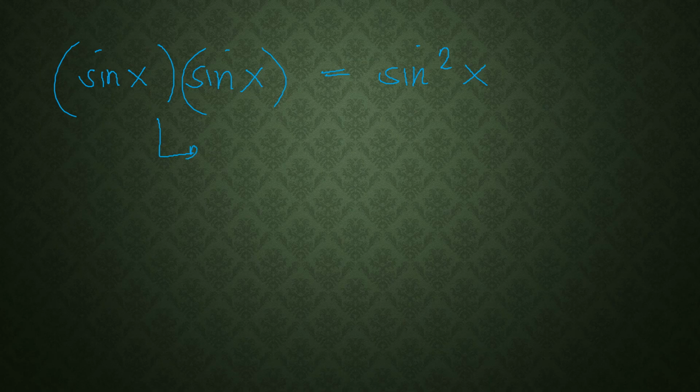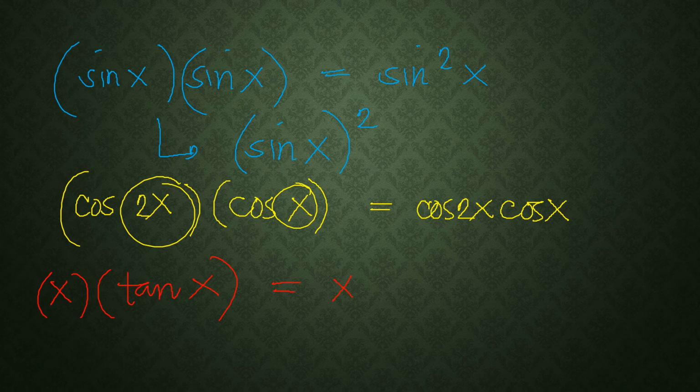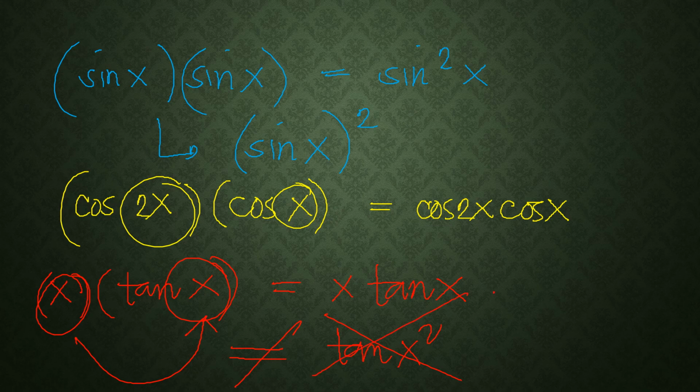Also, we need to understand that if sine x is multiplied to sine x, then the product is sine squared x. Then it also follows that this is the square of sine x. So we need to understand this as we try to simplify trigonometric expressions. Also, if you have cosine 2x multiplied to cosine x, then remember x and 2x are not the same, so the product is cosine 2x cosine x. If you multiply x to tangent x, the product is x tangent x. So do not think of multiplying x to that of x and you might think of tangent x squared. Well, that is wrong. It must be x tangent x.